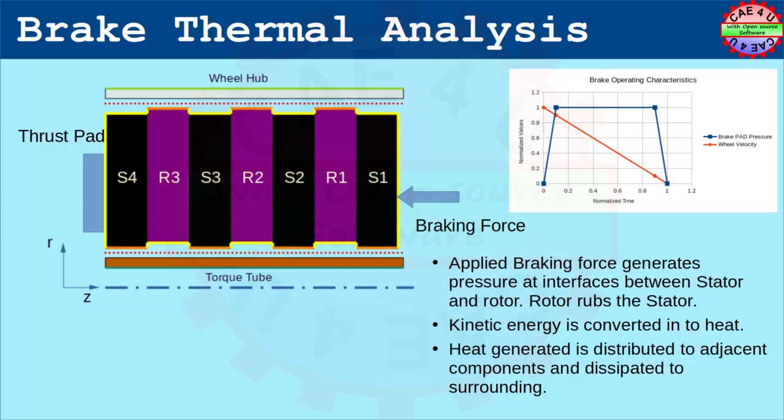Now, since the discs can move in the axial direction, each disc is compressed and an interfacial pressure is developed which creates a rubbing action between the rotor and stator. This rubbing action generates heat, which essentially converts the kinetic energy into heat energy, and it is dissipated to the surroundings, ensuring that the process is smoother.